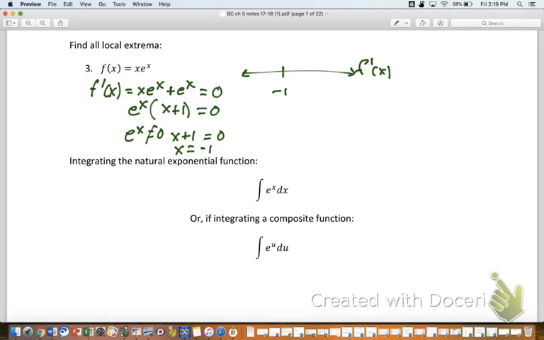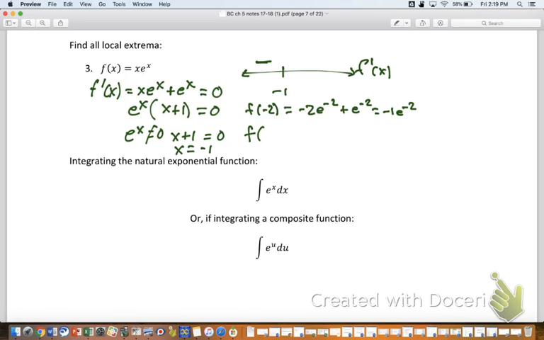What number would you test to the left? -2. Okay, I like that. So f prime of negative 2 equals negative 2 e to the negative 2 plus e to the negative 2, which is negative 1 e to the negative 2. And what kind of a number is that? Definitely negative. So f prime is negative on that interval. So let's see what happens over here.